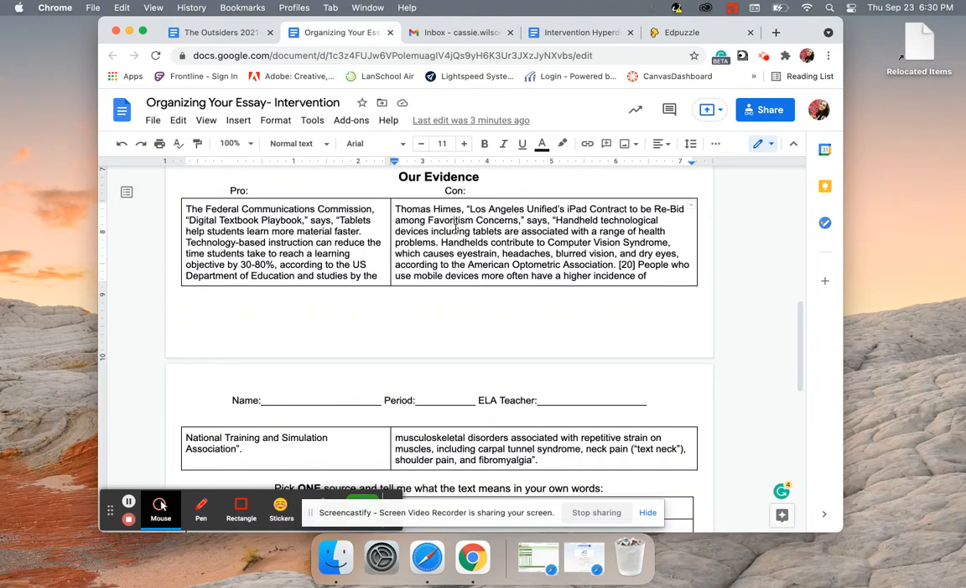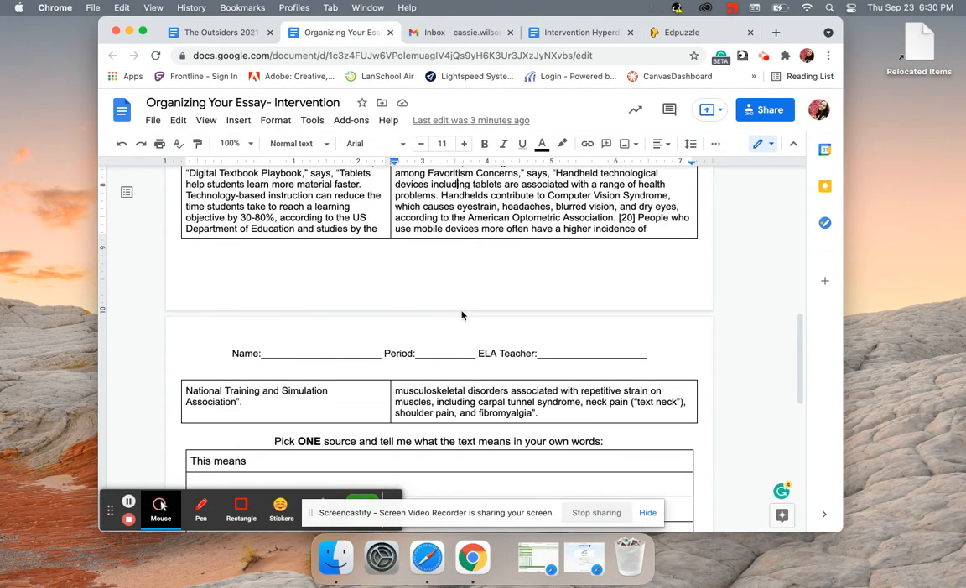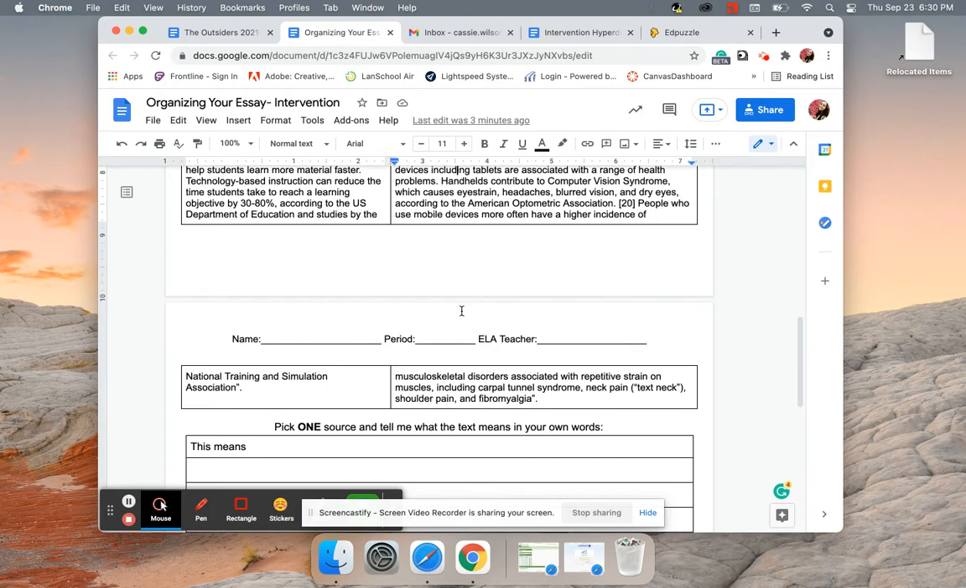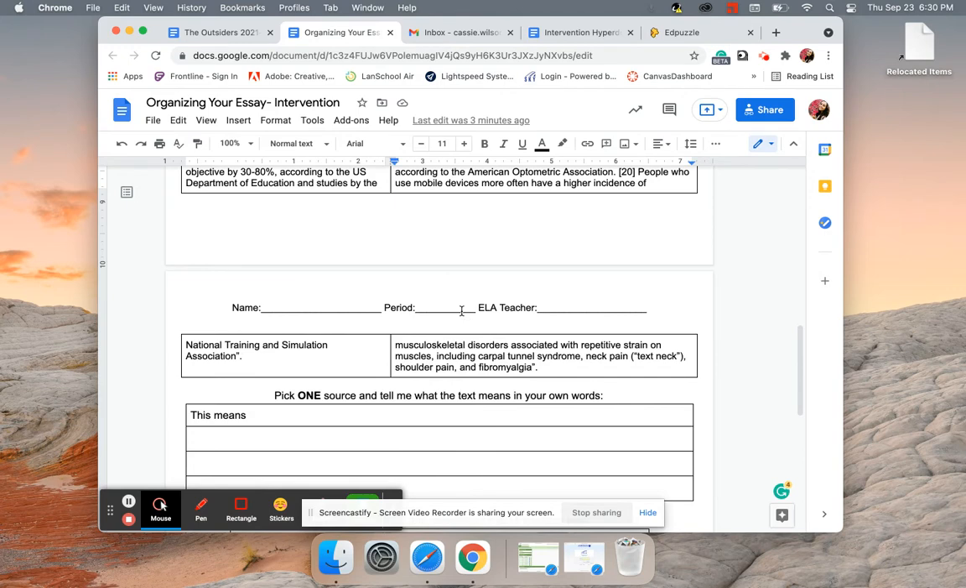And then on the con side, Thomas Himes' "Los Angeles Unified iPad contract to be rebid amid favoritism concerns" says, handheld technology devices, including tablets, are associated with a range of health problems. Handhelds contribute to computer vision syndrome, which causes eye strain, headaches, blurred vision, and dry eyes. According to the American Optometric Association, people who use mobile devices more often have a higher incidence of musculoskeletal disorders associated with repetitive strain on muscles, including carpal tunnel syndrome, neck pain, shoulder pain, and fibromyalgia.